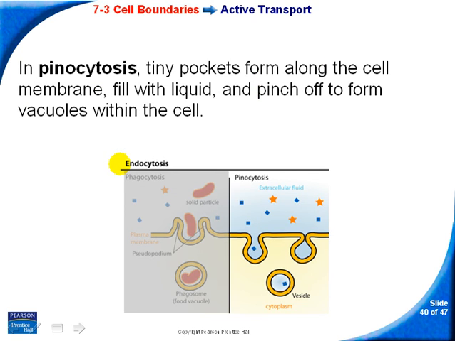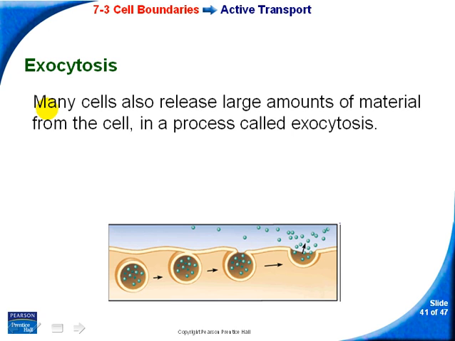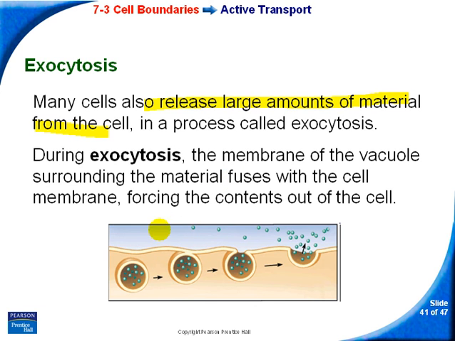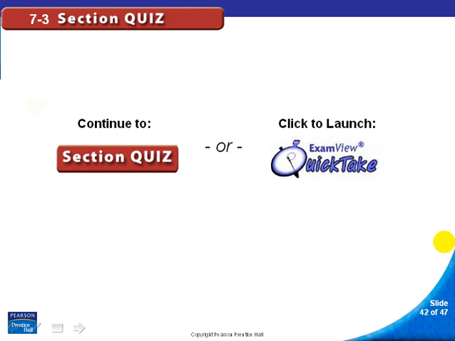And of course, once again, it requires a lot of energy. In pinocytosis, the pocket is created right here, and when it's filled with liquid or whatever material they want, it pinches off and forms a vacuole within the cell. Exocytosis is the opposite. It's when they want to release large amounts of material from the cell. The vacuole moves to the cell membrane and fuses, which opens up the vacuole, and the contents exit out of the vacuole and therefore out of the cell. On to the quiz.